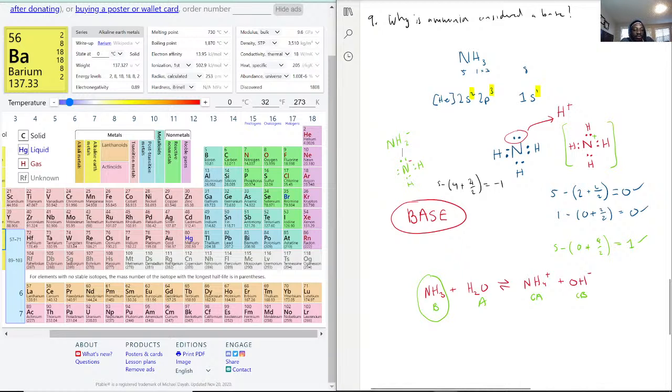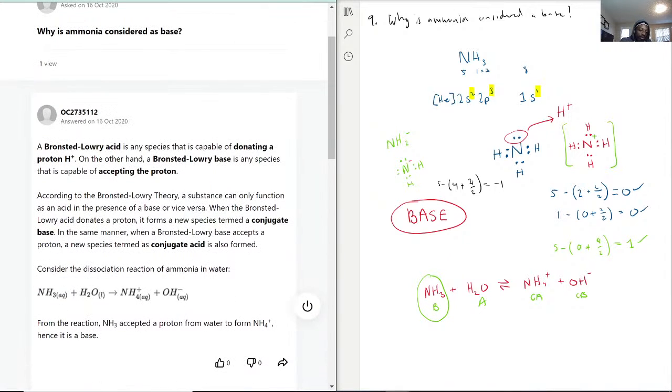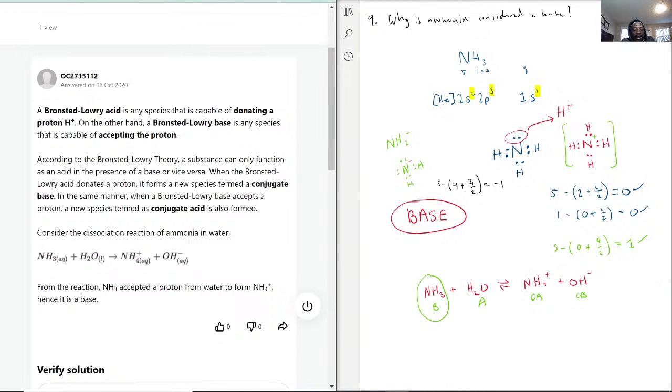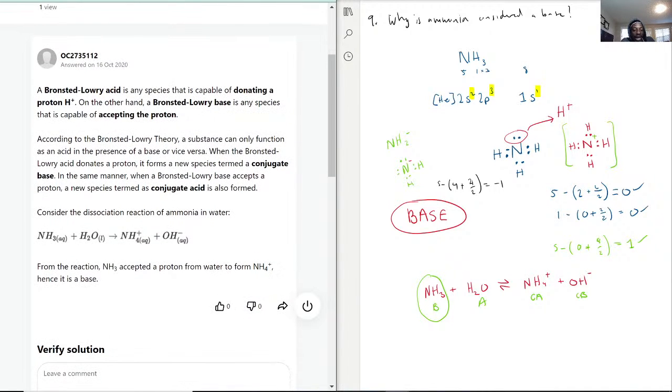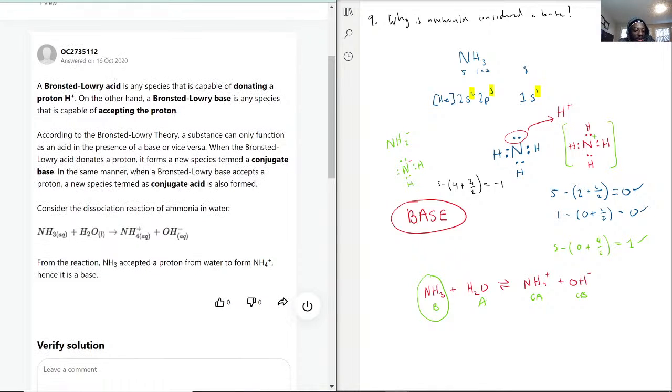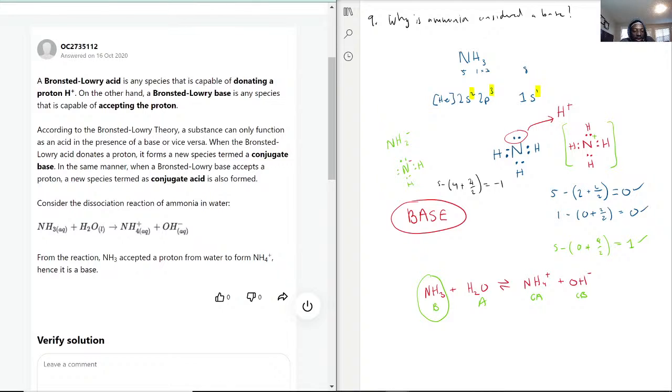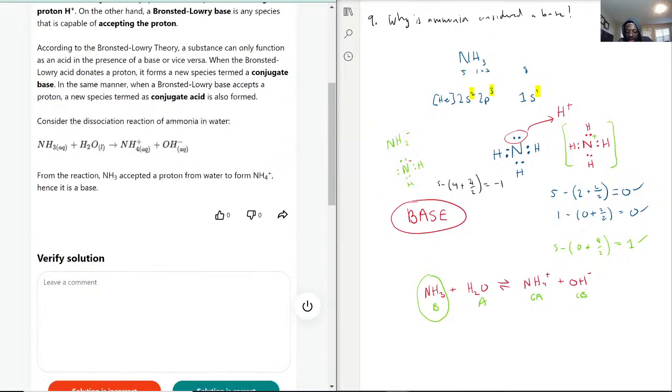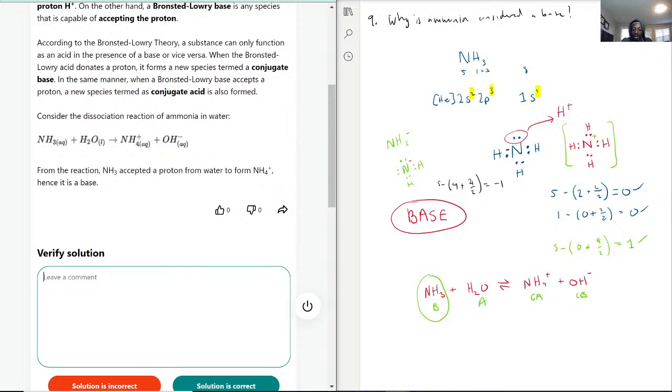Okay, so exactly, we have here a Bronsted-Lowry base accepting the proton, which is what we have, and so it forms a new species called the conjugate acid, in this case for the ammonia. And exactly because it reacts with water to form NH4 plus, hence it's a base in all accounts. Okay, so this is correct.